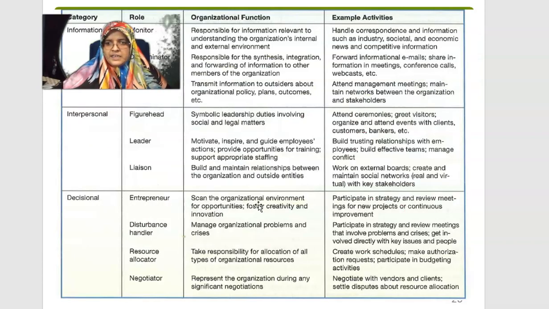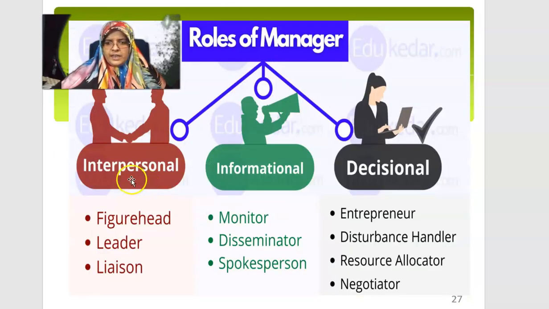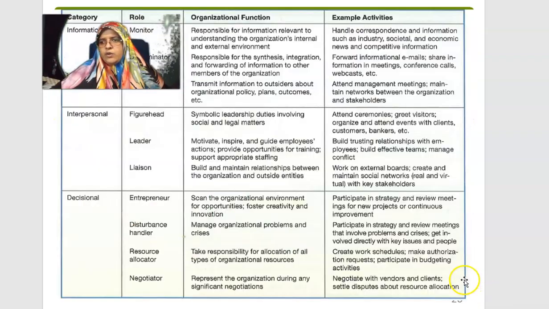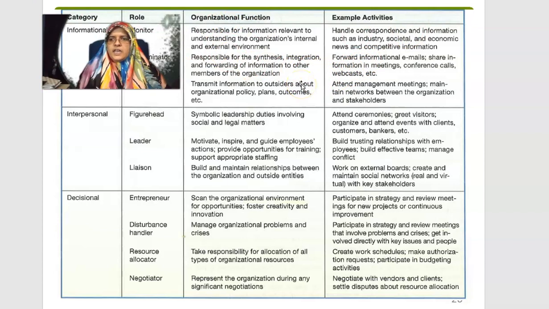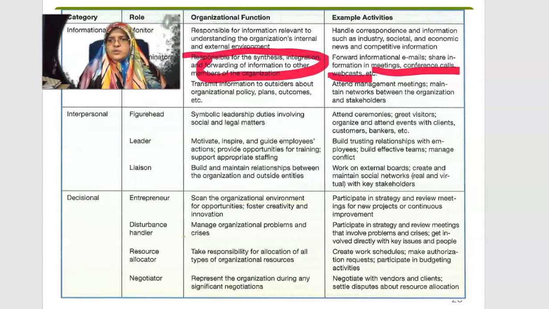And you can see here, right? In a very good table, the example activities are being presented in such ways. So, yes, it can be concluded that it's like this. Okay, faham? Okay, boleh tengok contohnya. We can see here that for informational roles, forward informational emails, share information in meetings, conference call, webcast. And ini for disseminator. Okay. Dia bagi siap contoh lagi.